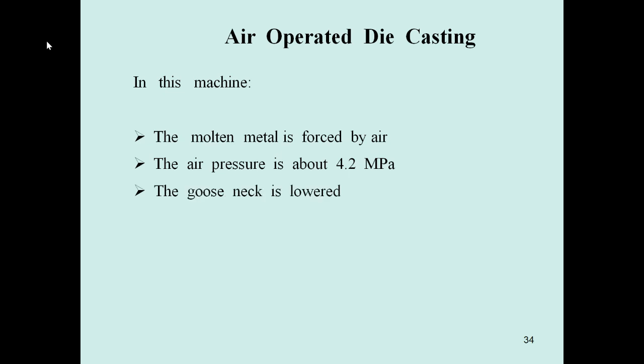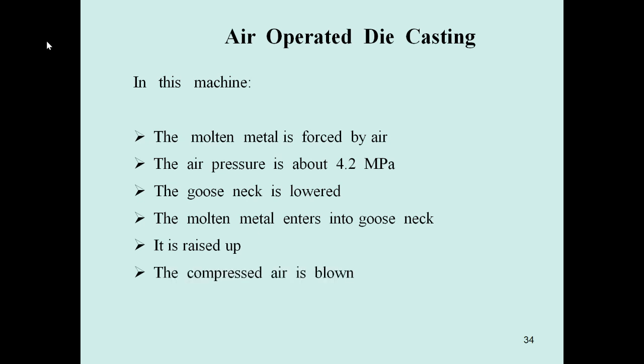Next, the machine is provided with a suitable mechanism to raise or lower the gooseneck, which is submerged into the pot carrying molten metal. In operation, the gooseneck is lowered to receive the molten metal from the pot. Then it is raised up and held in position against the nozzle.